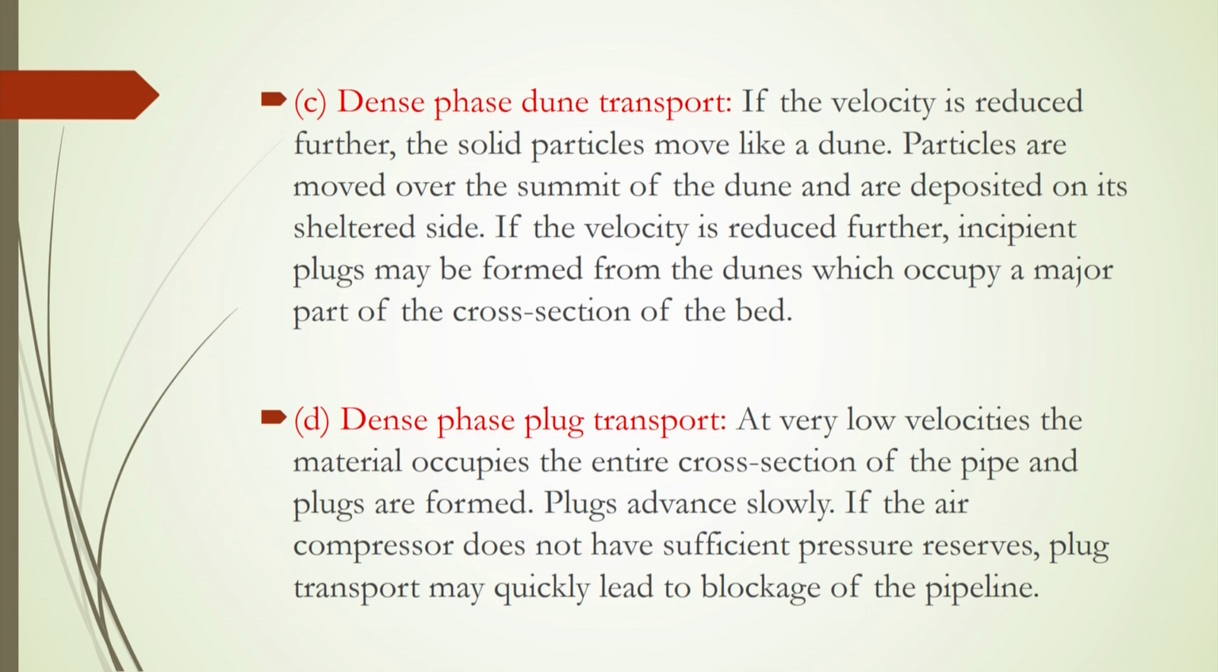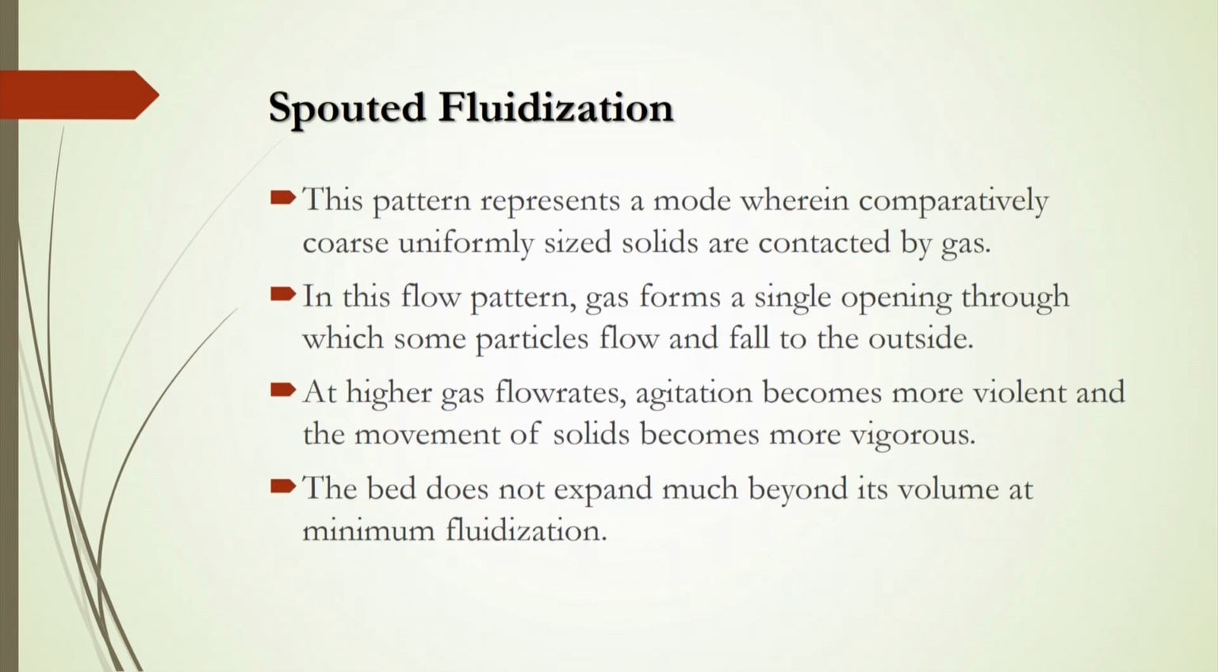And in dense phase plug transport, in this case at a very low velocity, the material occupies the entire cross section of the pipe and plugs are formed, and plugs advance slowly if the air compressor does not have sufficient pressure. Of course, plug transport may quickly lead to blockage of the pipeline. So, this design will of course be beyond 20 times the terminal velocity of the solid particles.